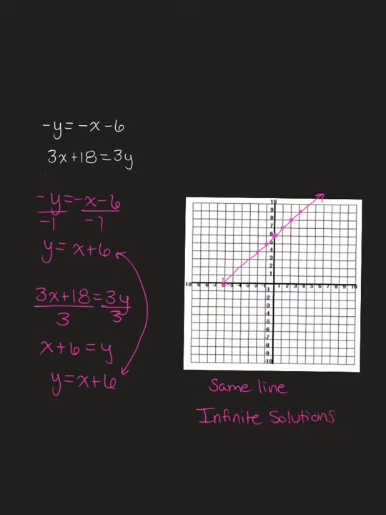Okay, so one thing to remember is if the graphs intersect at one point, it is one solution. If you have parallel lines, you have no solution, and then if you have the same line, you have an infinite number of solutions.